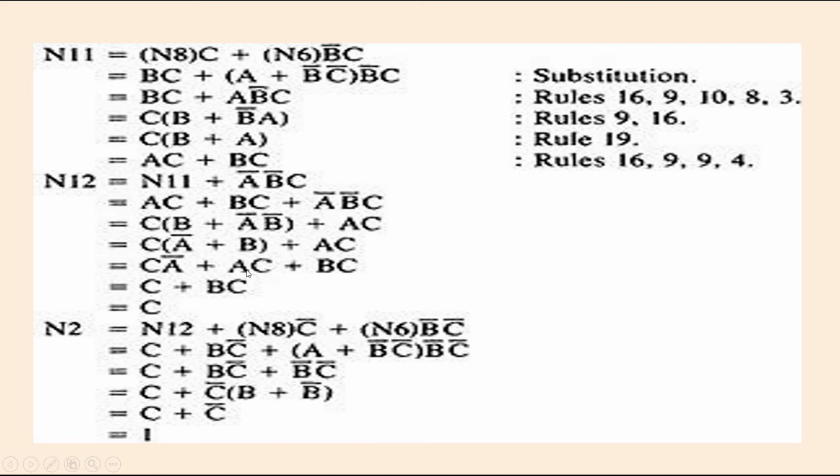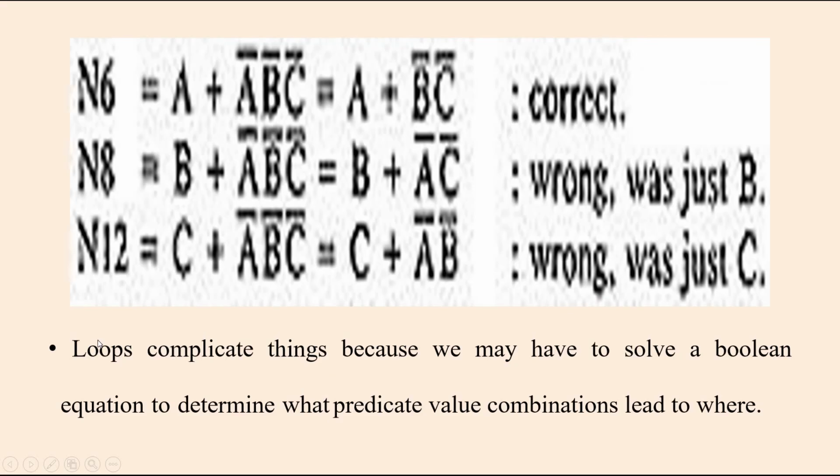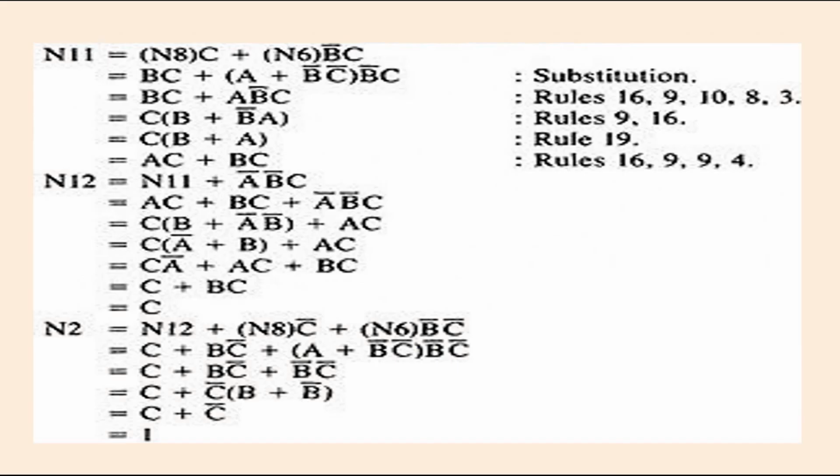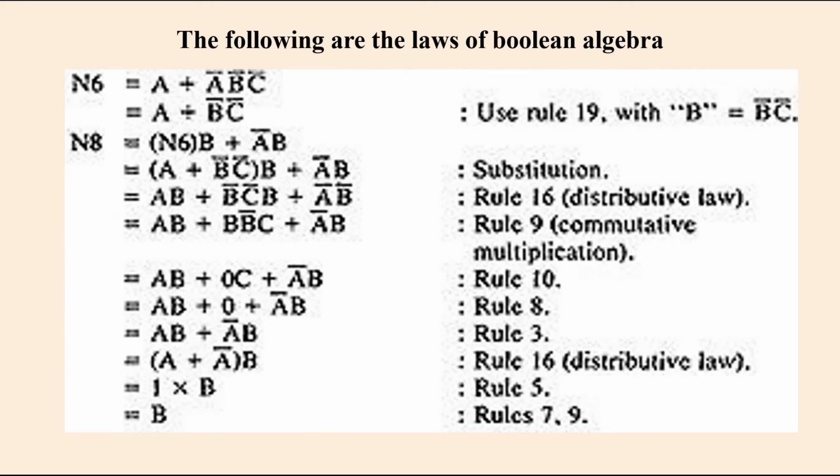Again I have taken c as the common one. a plus a bar is equal to 1, so c into 1 is equal to c, that is c plus bc, that is c. We got n12. Now I am going to describe n2. So what is n2?